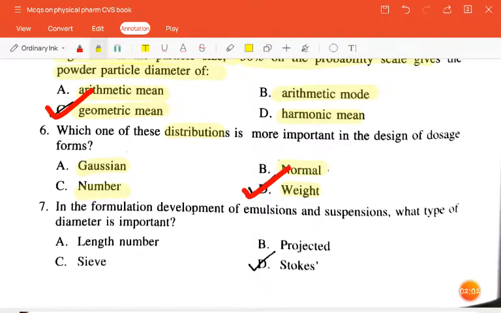The next question is: in the formulation development of emulsions and suspensions, what type of diameter is important? Length number, projected, sieve or Stokes. So the correct answer is Stokes.